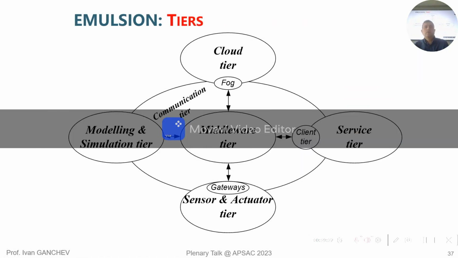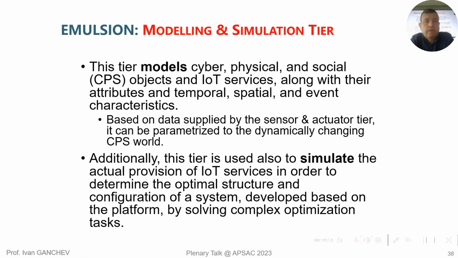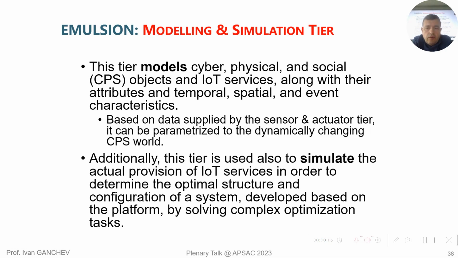In addition, it also has, as other platforms, a middleware tier which serves as a glue between all other tiers. And in addition, we have this integrated modeling and simulation tier, for the main purposes of modeling cyber, physical, and social objects and IoT services along with their characteristics, and additionally also to simulate the actual provision of IoT services in order to determine the optimal structure and configuration of the system which is built on top of this platform.